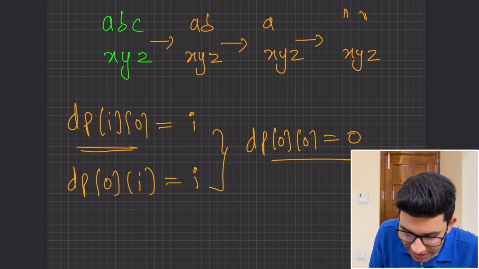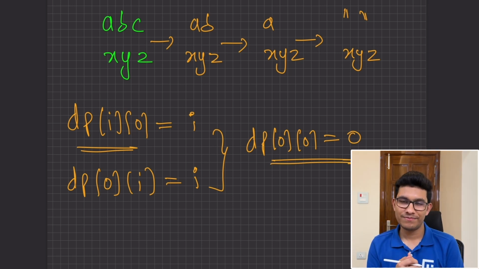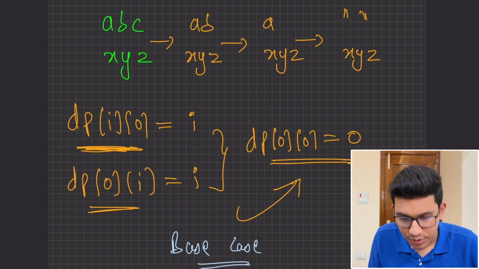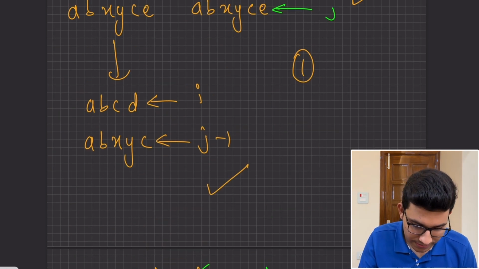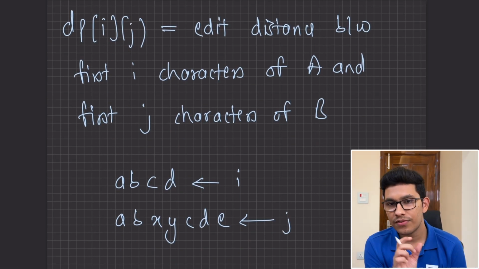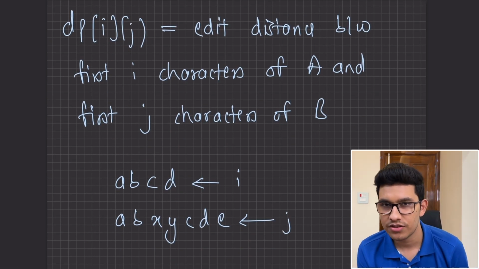When both of the strings are exhausted, then yes, dp of 0 comma 0 is 0. What is going to be the final subproblem? Look at the state. How have we defined it? We have said that dp of i comma j is the edit distance between the first i characters of A and the first j characters of B.